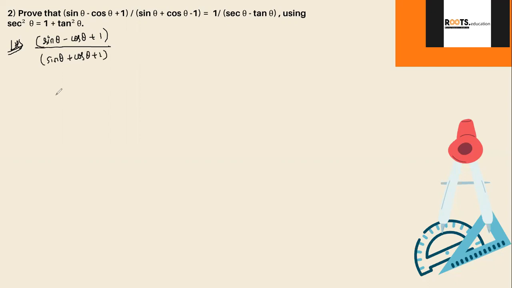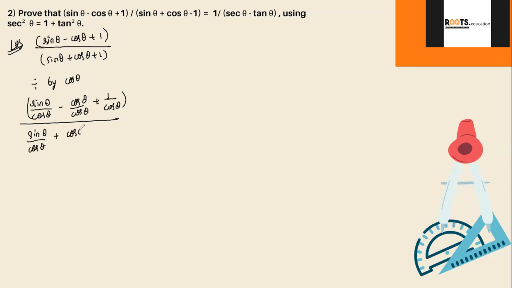Okay. So divide this LHS by cos theta. So what happens? You have sin theta by cos theta minus cos theta by cos theta plus 1 by cos theta. That is in the numerator. In the denominator, you have sin theta by cos theta plus cos theta by cos theta minus 1 by cos theta. Sorry, this is supposed to be minus.